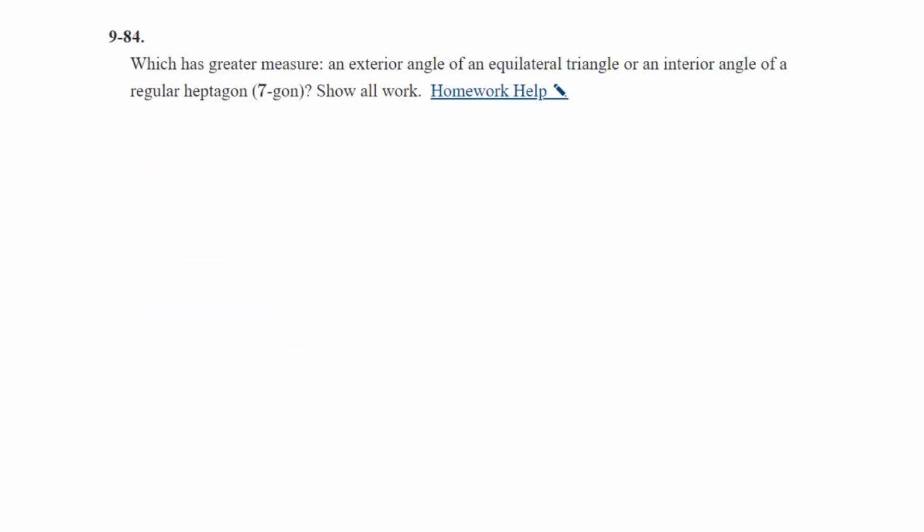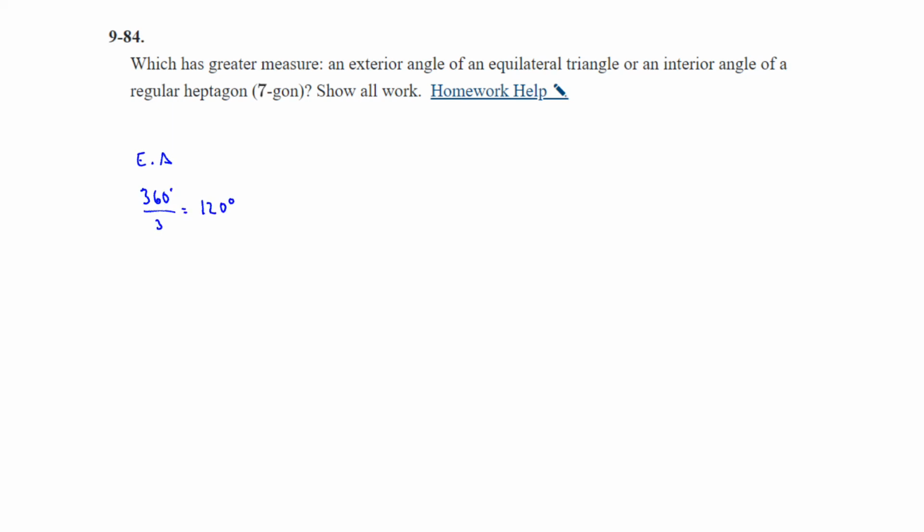Question 84. Which has greater measure, an exterior angle of an equilateral triangle or an interior angle of a regular heptagon? Show all of your work. So the exterior angle of an equilateral triangle, the exterior angles add up to 360 degrees, so if we divide by 3, that means the exterior angle is going to be 120 degrees.